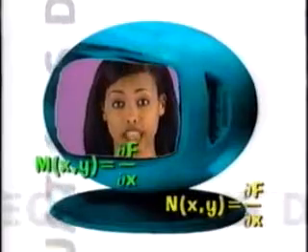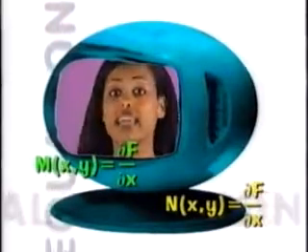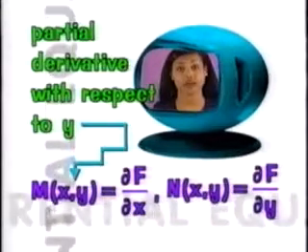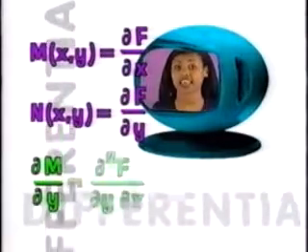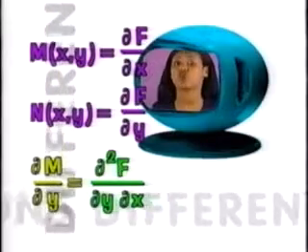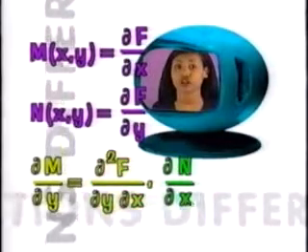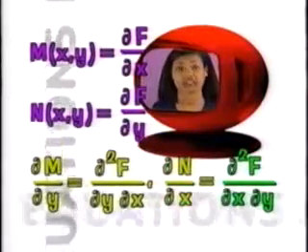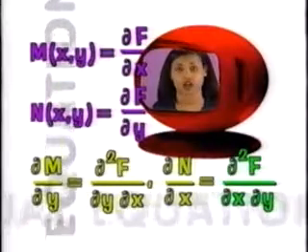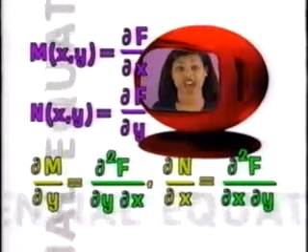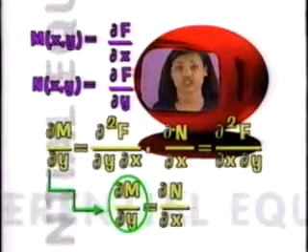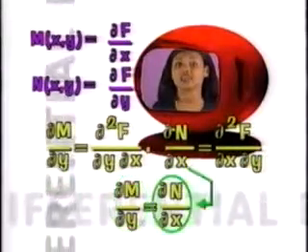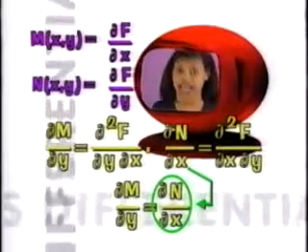Going back to our two equalities, we can find a connection between them by taking the partial derivative of each one. Watch this. Taking the partial derivative of M of x y with respect to y, we get the partial derivative of M with respect to y equals the second partial derivative of f with respect to y and x. Taking the partial derivative of N of x y with respect to x, we get the second partial derivative of f with respect to x and y also. Since the second partial derivatives of f are the same, we can see that the partial derivative of M with respect to y equals the partial derivative of N with respect to x.